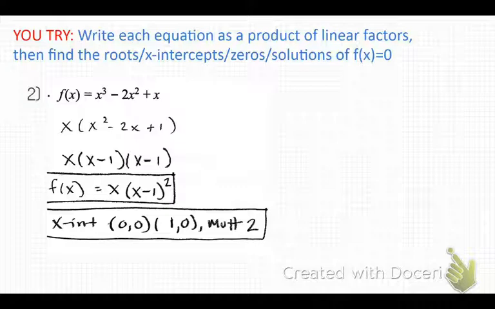And then at the end, I asked you for x-intercepts. If you wrote 0, 0, 1, 0, and 1, 0 again, that's okay. Or you could have written multiplicity too for that, okay? Yes, ma'am.